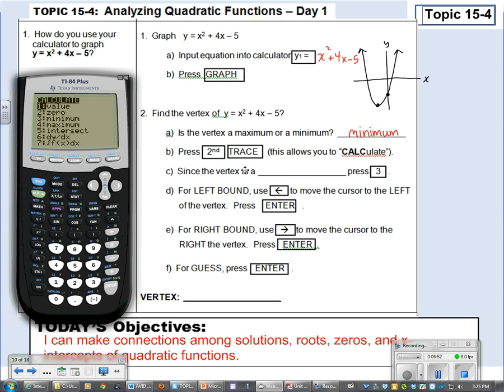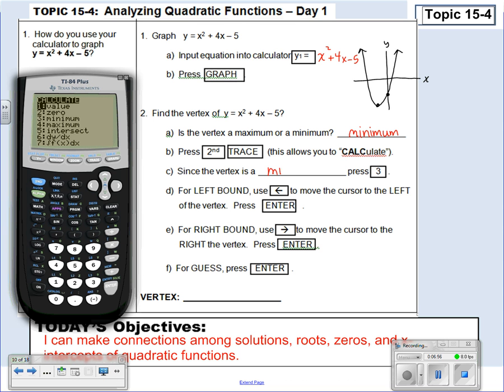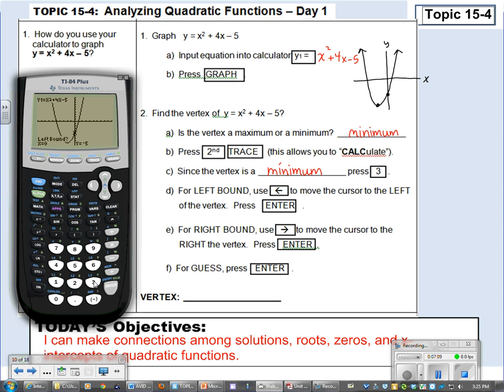Now, since our vertex is a minimum, we just answered that in part A, we want to calculate the minimum. The minimum is number 3. So C says since the vertex is a minimum, press 3. We'll press 3. I can just press the button itself. Now you're going to get a bunch of questions. If I look down here, it says left bound.